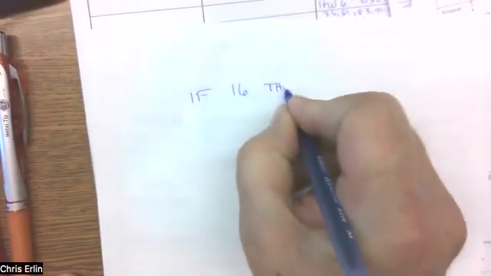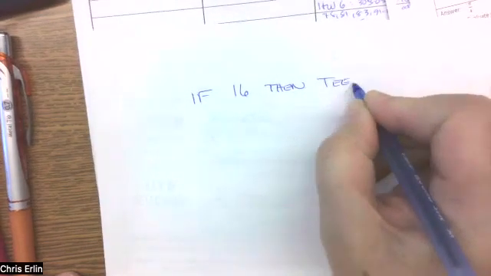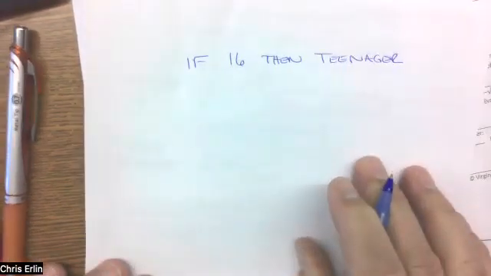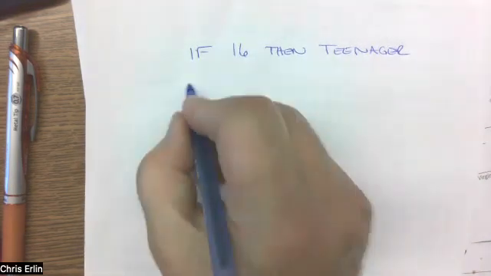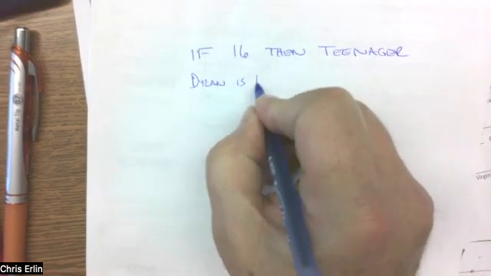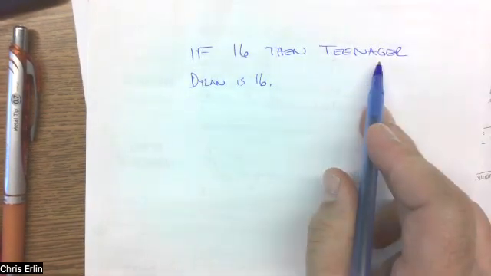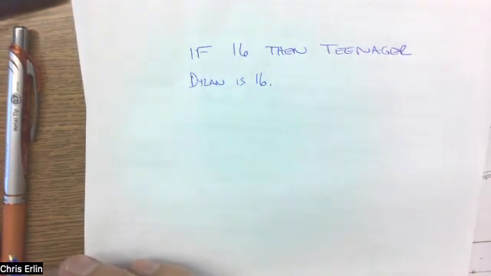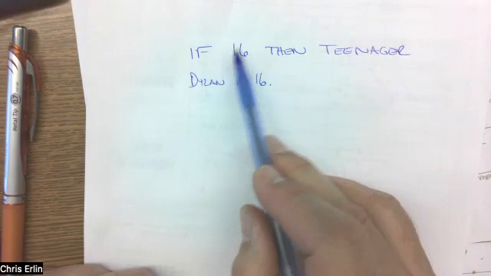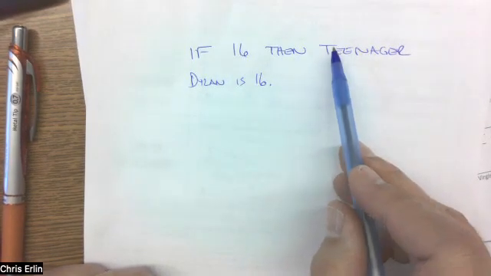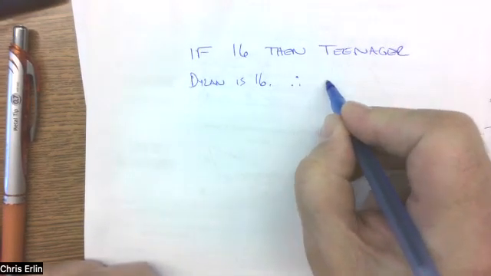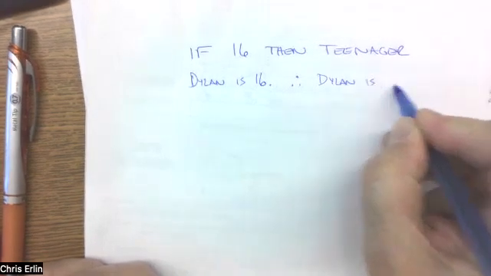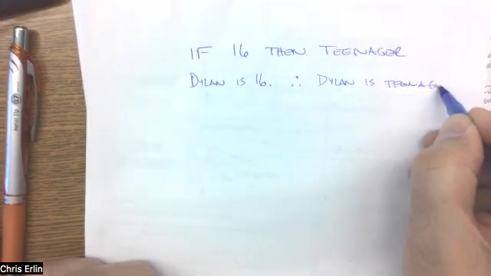If you're 16, then you're a teenager. Can we agree with that claim? Yeah. Okay. Dylan, you're 16, aren't you? Yeah. Okay. So if I say Dylan is 16, and I know this is the rule, can I make a valid conclusion? Yeah. If anyone who's 16 is a teenager, that's the rule, and Dylan, a specific case, is 16, we can then say, therefore, three little dots, Dylan is a teenager. Agreed?